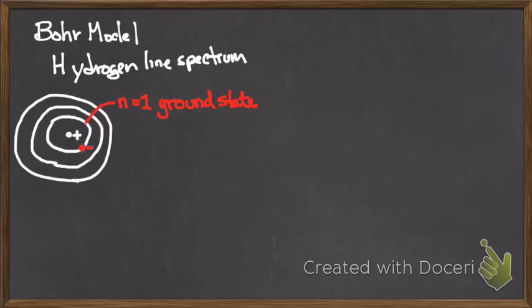Anyways, yeah, that's the ground. Can't go any closer. That's the very lowest it could be. And it's the lowest potential energy state of the electron. Right? So it's the most stable point, if you want to think about it like that too.